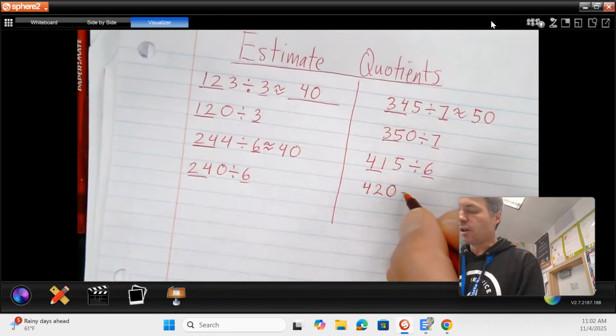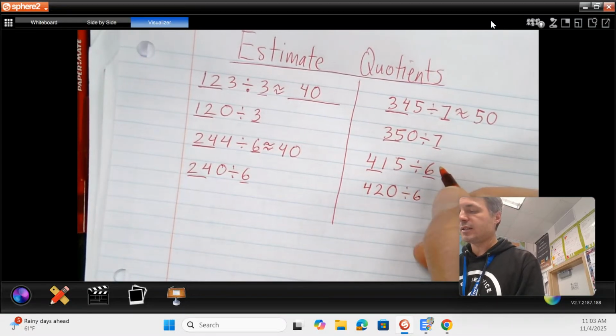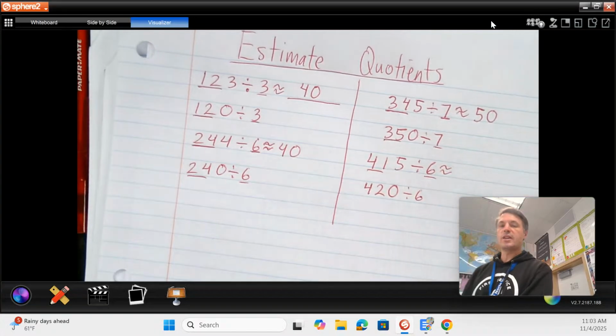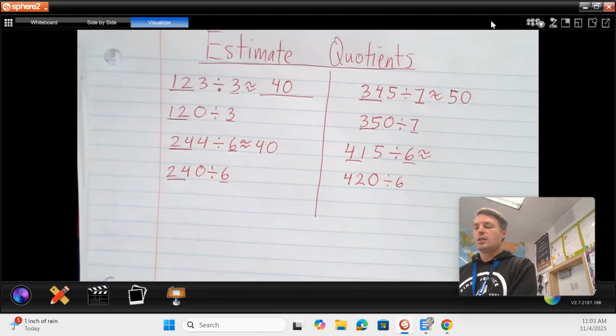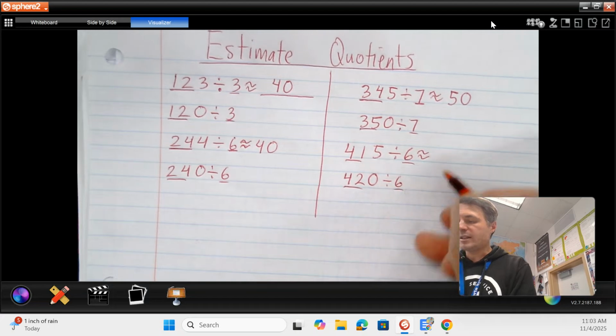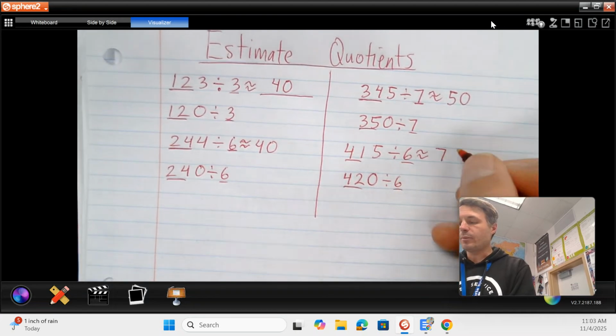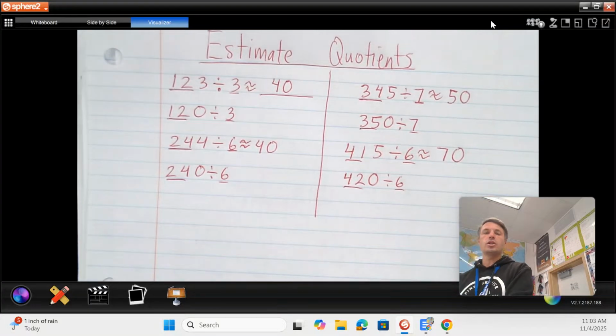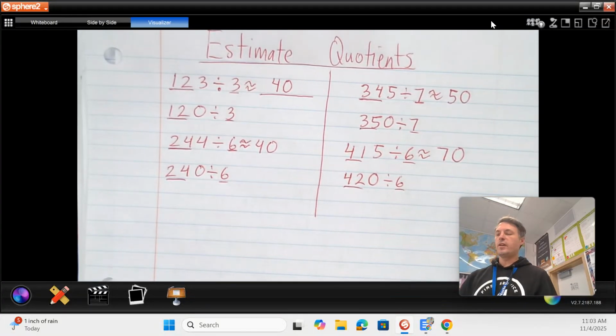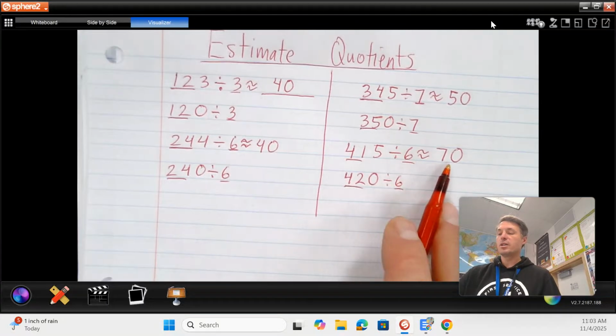So now we have 420 divided by 6, and we're just finding an estimate, so we put that about the same as sign. And 42 divided by 6 is 7, and we take this 0 from the dividend and we drop it to the right of the 7 in the quotient. So 415 divided by 6 is about 70.